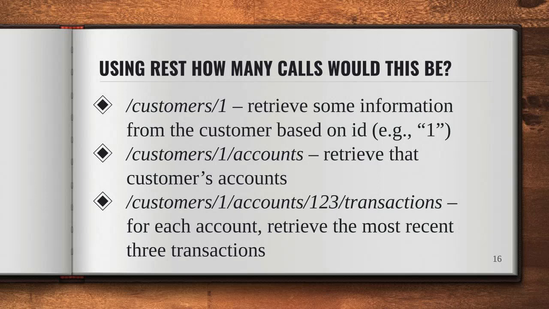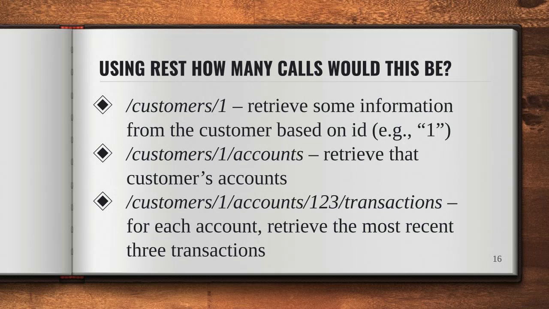In this case, if you wanted to retrieve the customer information alone, that's the first call. Traditional REST /customer/1, assuming my ID is 1. And then you're going to get my first and last name. And then you need to go to /customers/1/accounts to get the list of accounts and all of that information. And then for each account, or the specific account, you need to do the third REST call that gets you the most recent 3 transactions.